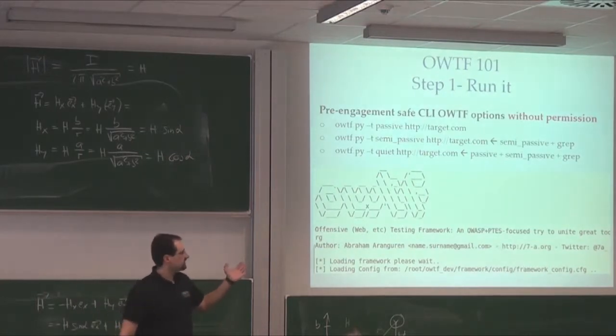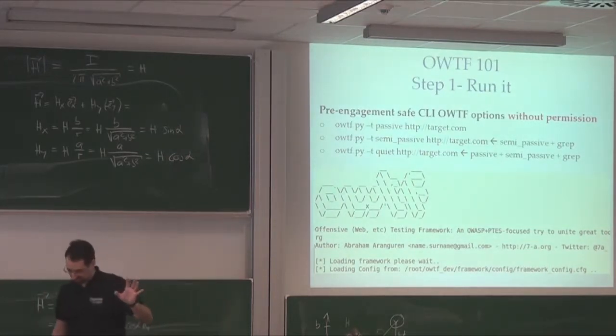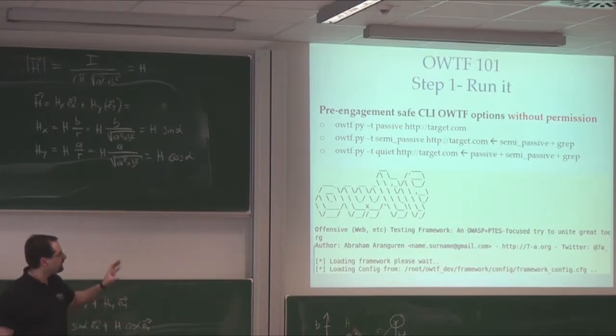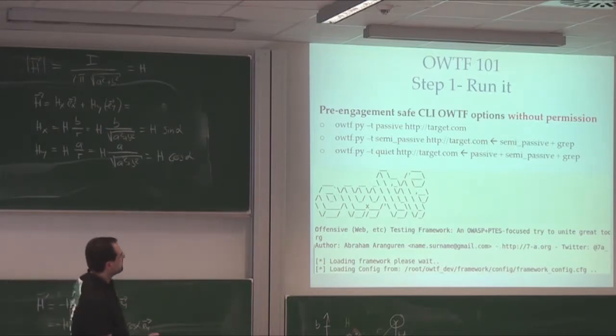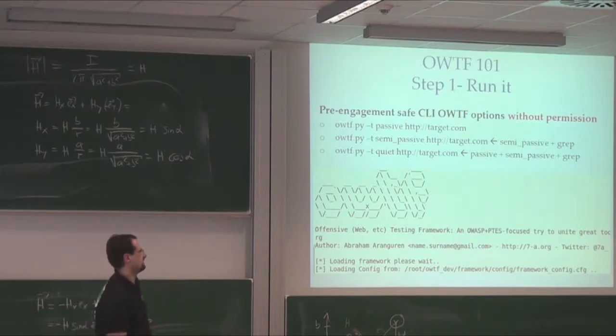So the way this works is exactly like the Athenians, exactly what we saw with Athenians before. You have a terminal window, and you have these three pre-engagement safe options. So this is super easy to run. Passive will run only the passive plugins. Semi-passive will run only the semi-passive and the grep plugins. And quiet is a convenience switch that will run passive, semi-passive, and grep. External plugins always run because they are just giving you links and stuff like this.